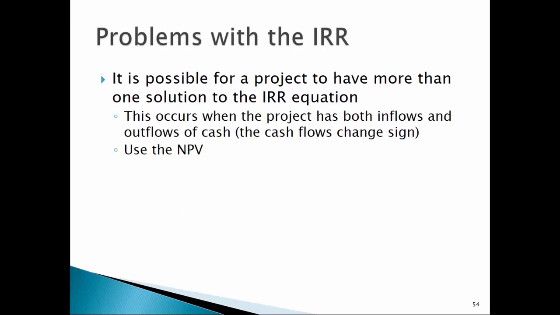Okay, and so there's a technical detail here, and I just mention this in passing so you'll have it if any of you ever end up really dealing with this in a more serious fashion. It is possible for certain projects to have more than one IRR, more than one solution to the equation. And that only happens when you have a project that has positive cash flows, negative cash flows, positive cash flows, when the signs change. And so you might have a project where you have to spend a lot of money up front to start the project.